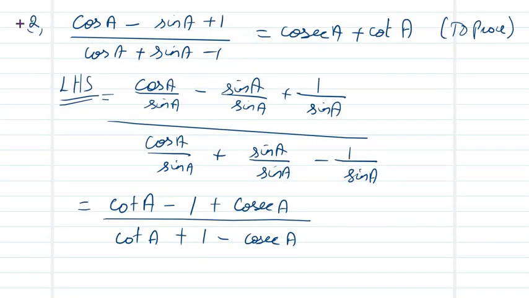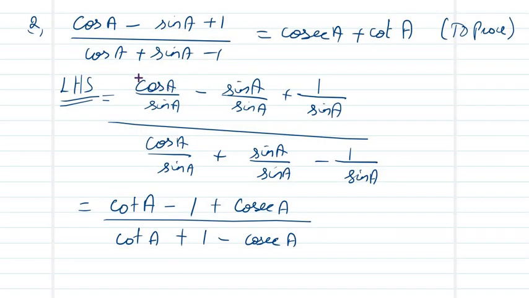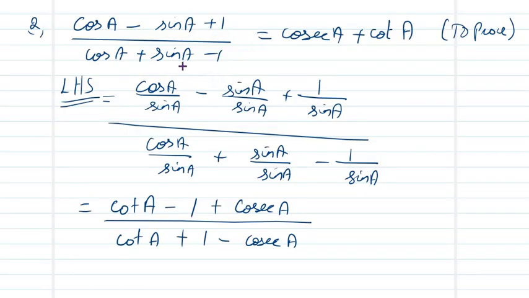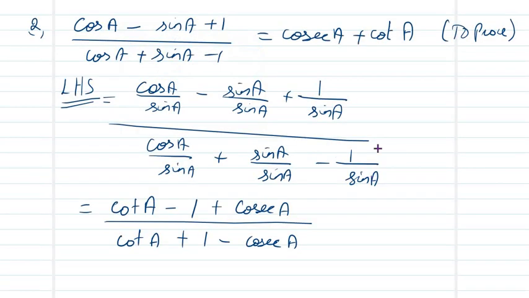So we have the expression cot A plus cosecant A minus 1 in the numerator, by cot A minus cosecant A plus 1. And we have to prove that this expression is equal to cosecant A plus cot A. Only two terms are there, no fractions.